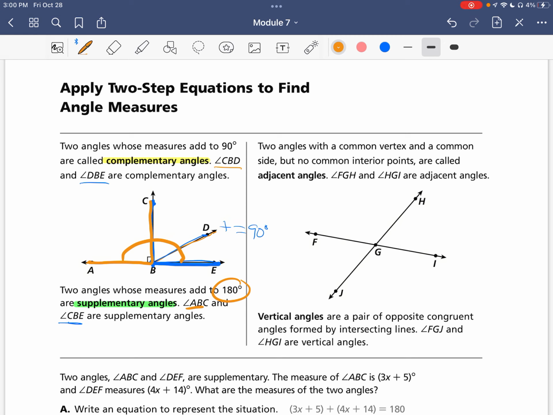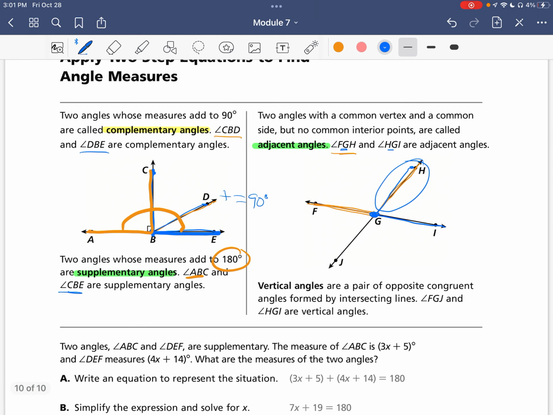Here we have two angles with a common vertex and a common side, but no common interior points. These are called adjacent angles. So adjacent angles just means that they share a side. For example, FGH and HGI share a common side and a common vertex. The vertex is in the middle. That's G, their common vertex.